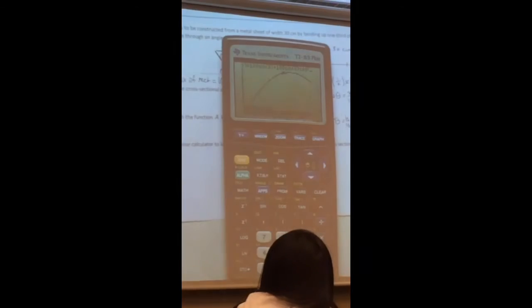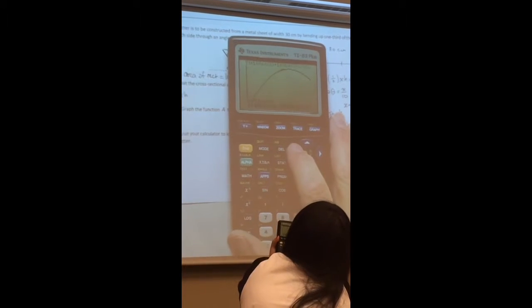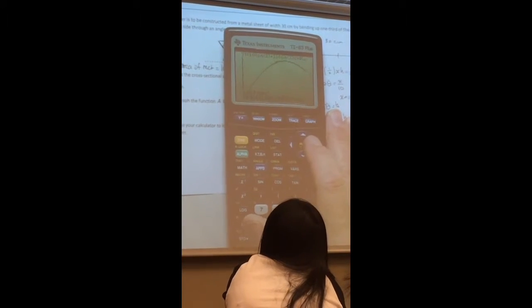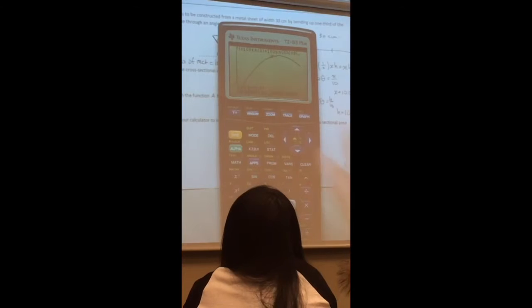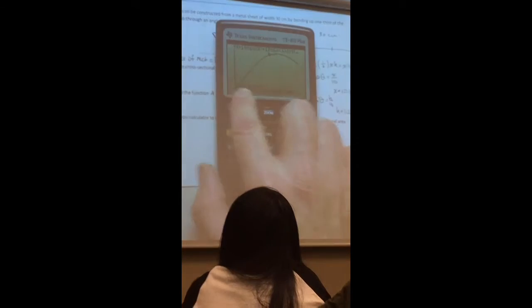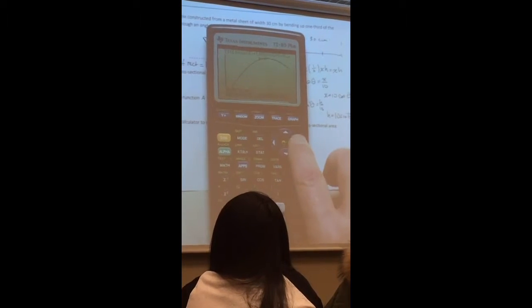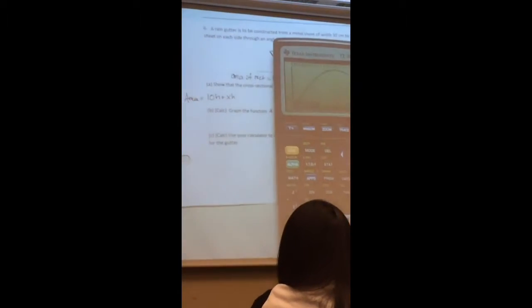And a right boundary, and then it wants you to guess, and then it'll find you the answer. So you want to move the trace here. You can either type a number in, but just use the trace. To the left, press enter, now it asks for a right bound, so you move to the right. Keep moving until you get past the point you're interested in.